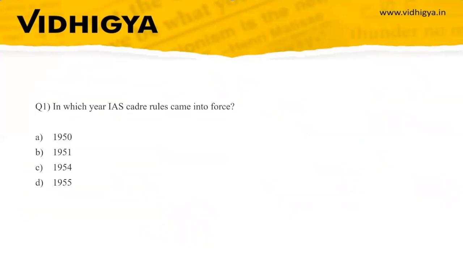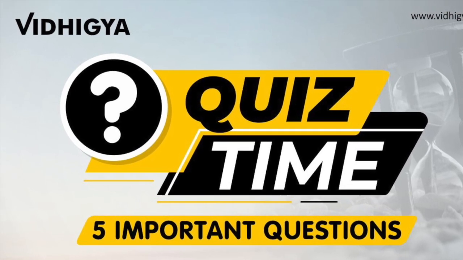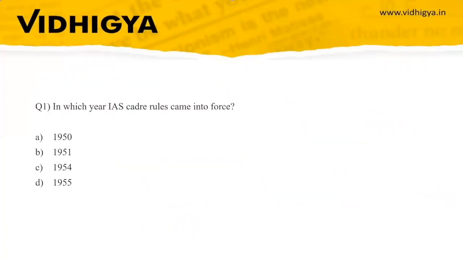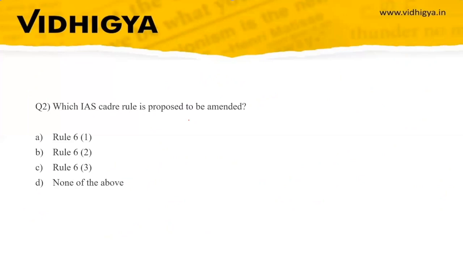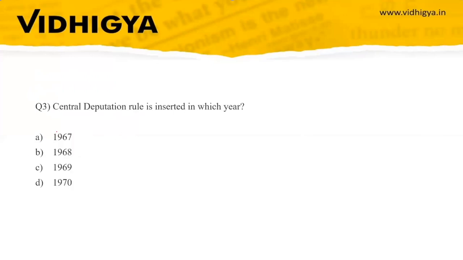So, time for a quiz. In which year did the IAS Cadre rules come into force? Your options are 1950, 1951, 1954, 1955. The correct option is 1954, IAS Cadre rules, 1954. Which IAS Cadre rule is proposed to be amended? Rule 6.1, Rule 6.2, Rule 6.3, none of the above. The correct answer is Rule 6.1.